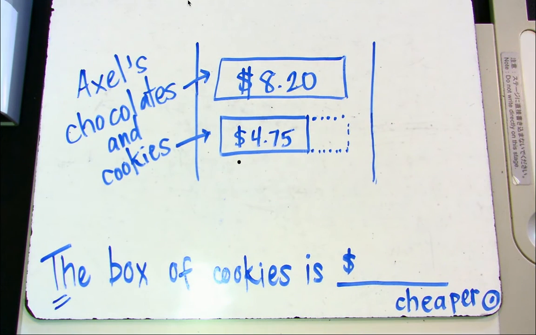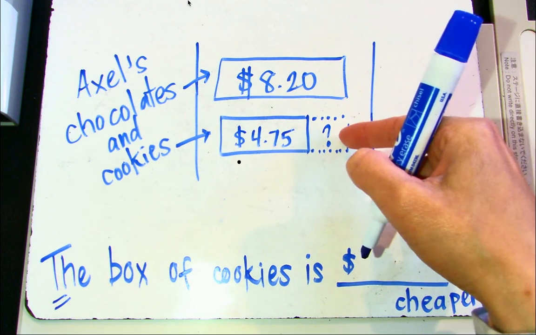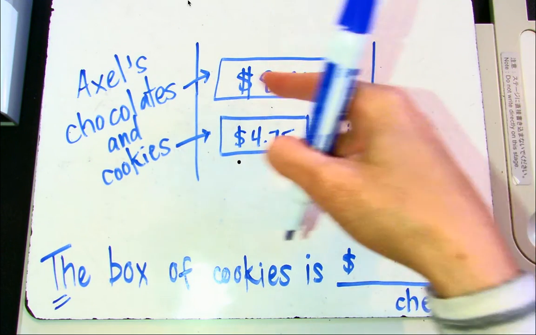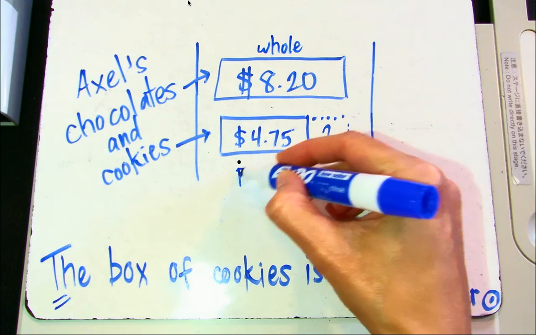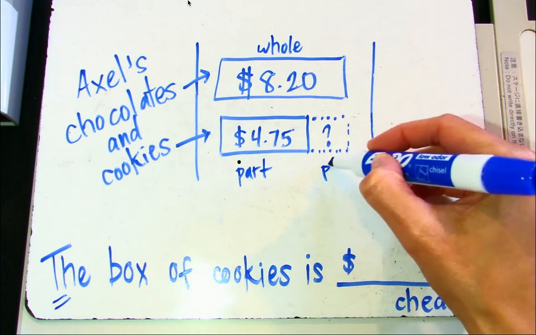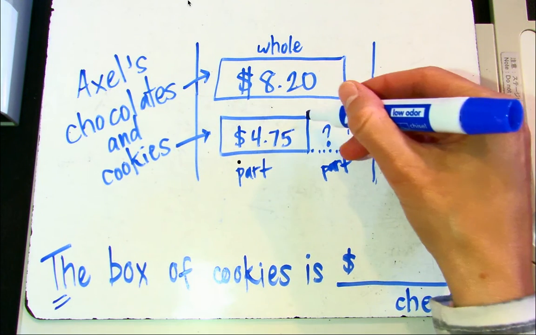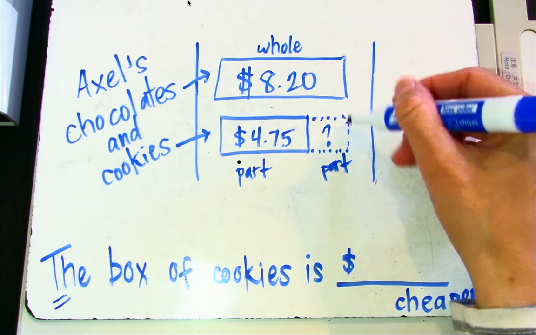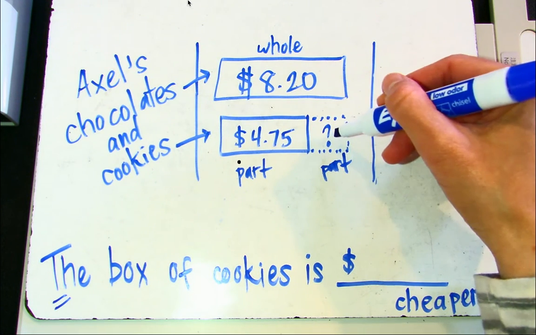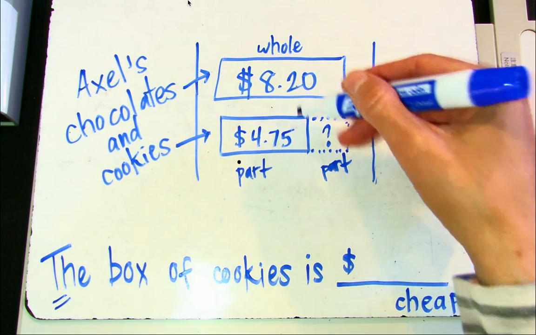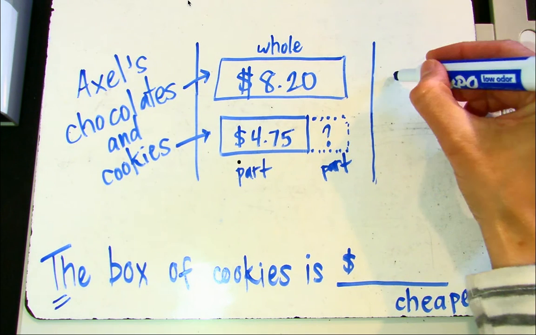So I'm going to do my little dotted line. My question mark goes in here. So I'm trying to find out this number. In other words, this is our whole number, how much the chocolates cost. And one of the parts is how much the cookies cost. And the other part, our missing part, is how much cheaper the cookies are. In other words, if we had this amount of money, what amount of money would make them the same? So another way to think about this question mark is the difference. So we're trying to find the difference between these 2 prices. In order to find the difference, to find the missing part, we're going to subtract.